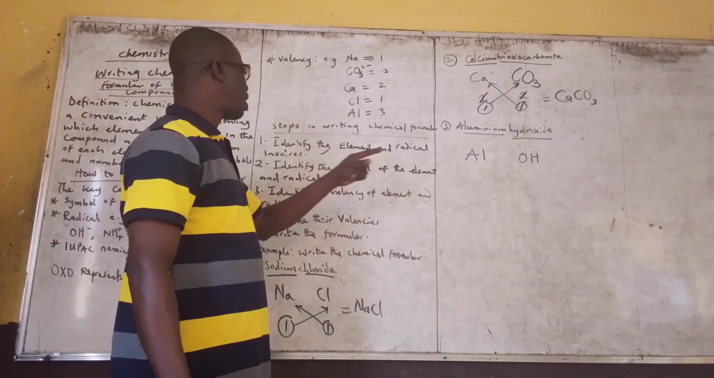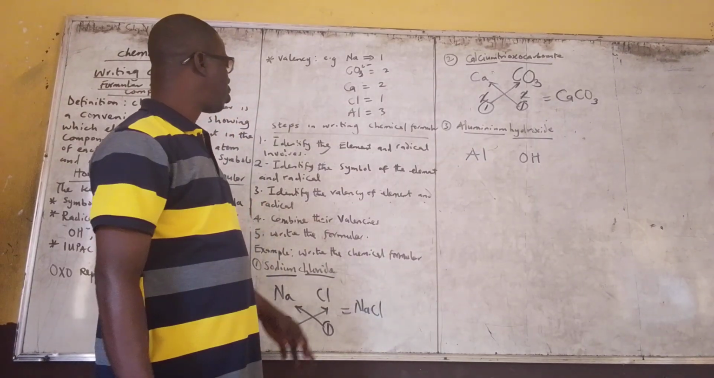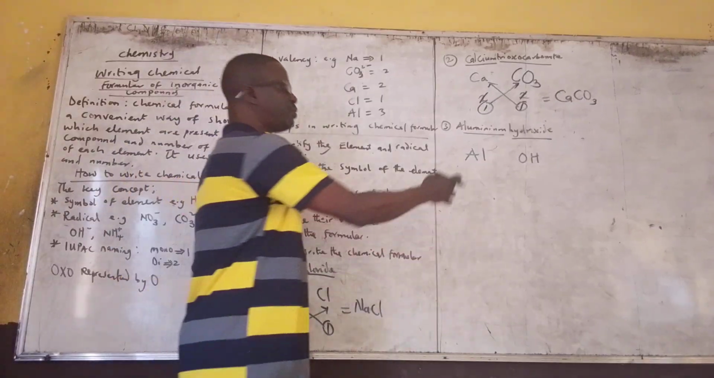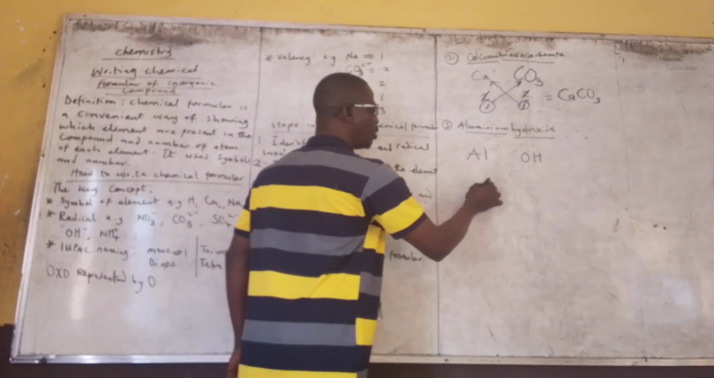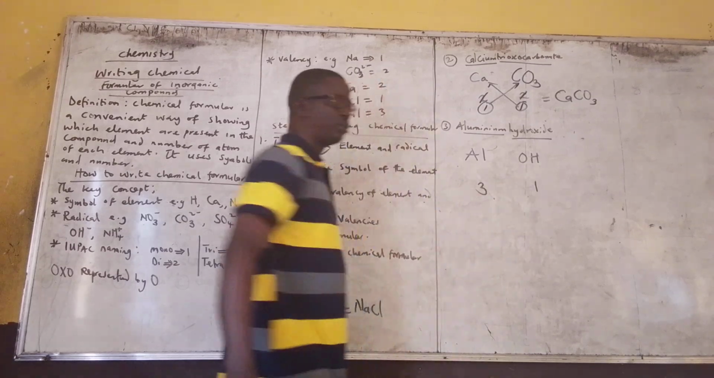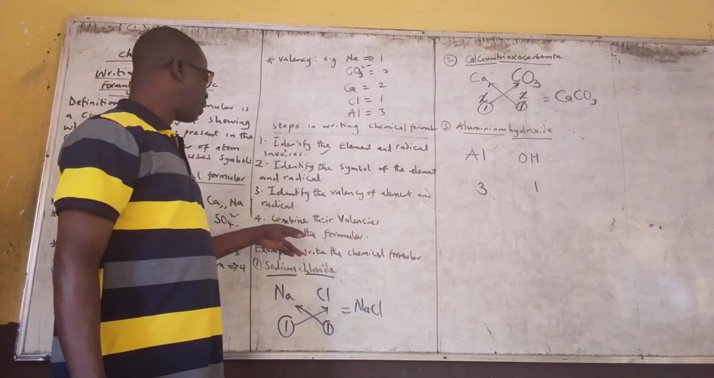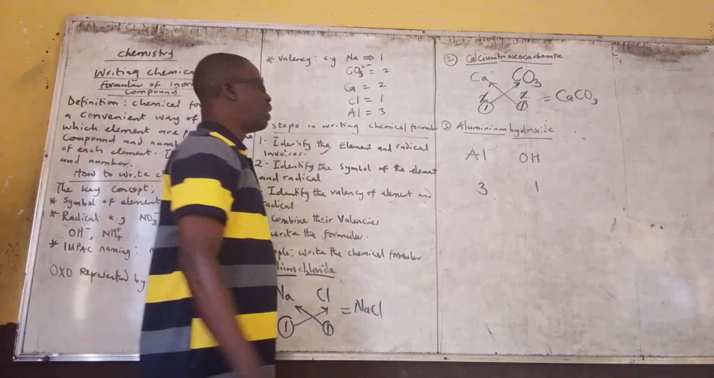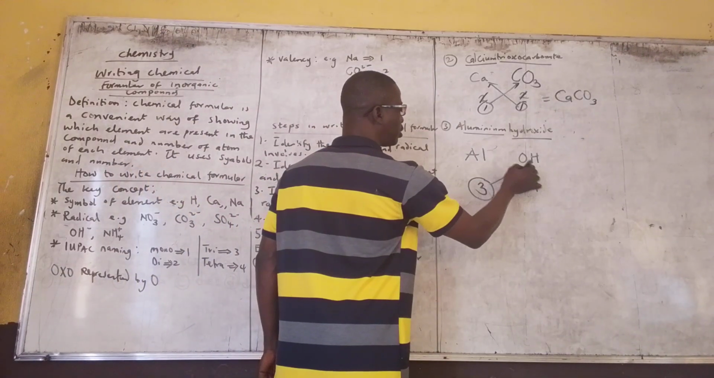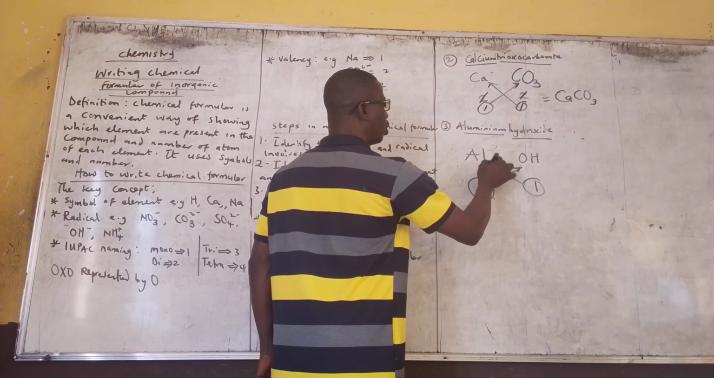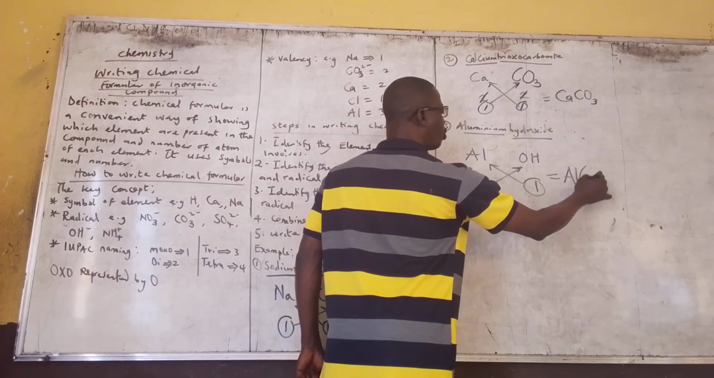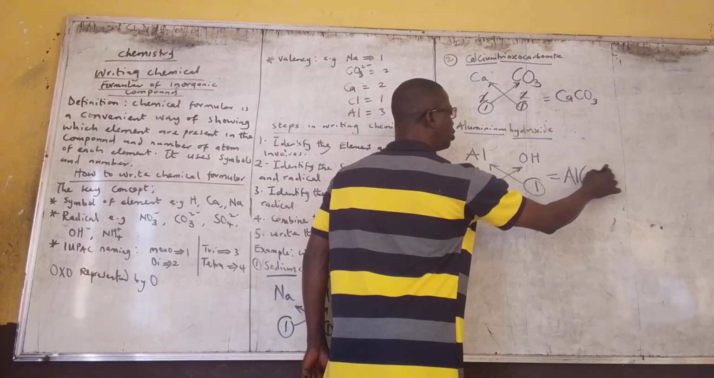So the next after this identification of the symbol is to identify the valency. What is the valency of aluminum? The valency of aluminum is 3. While the valency of hydroxide is 1. So the next after that is to combine their valencies. So let us combine the valency. That is the valency of this will cross to this, and the valency of this will also cross to this, which will give us Al open bracket OH.